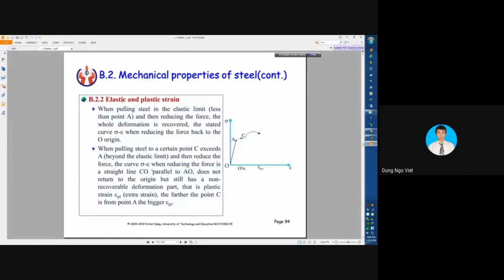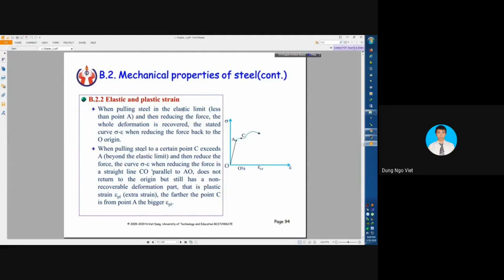So we consider the elastic and plastic strain. When pulling steel within the elastic limit, less than point A, then reducing the force, the stress and strain increase, and then at point A we reduce the force. The whole deformation is recovered, and the curve of sigma and epsilon when reducing the force goes back to zero, the origin.